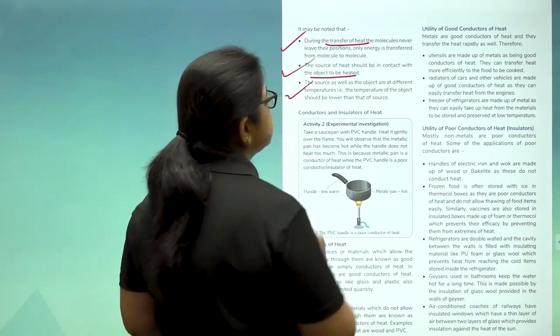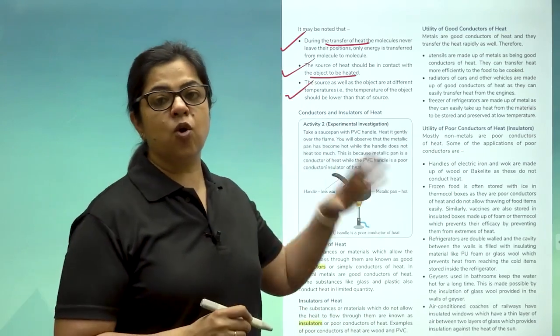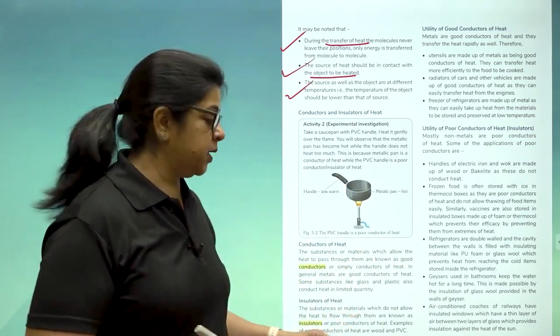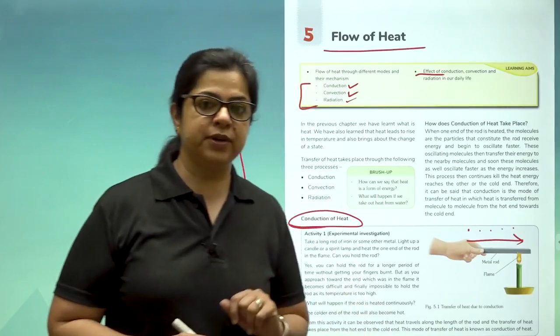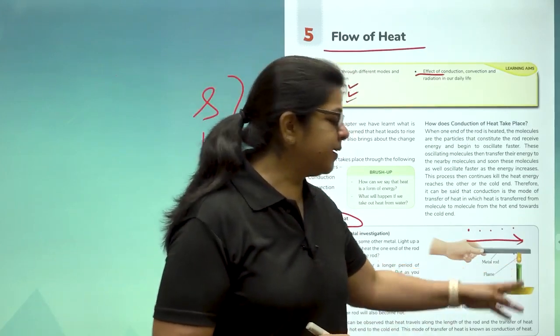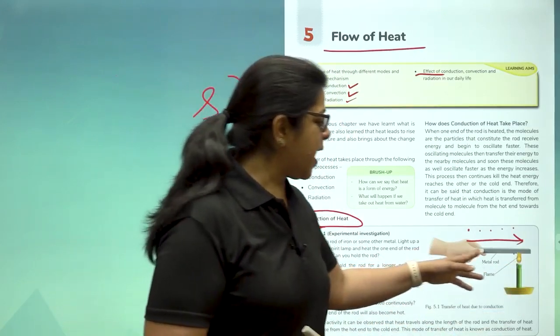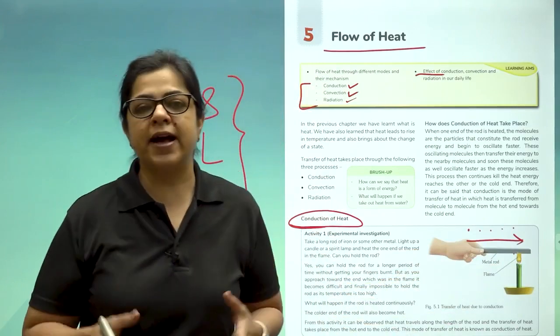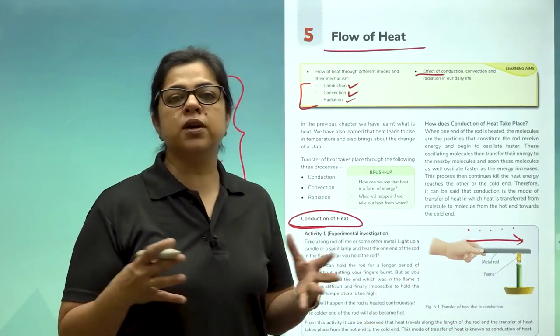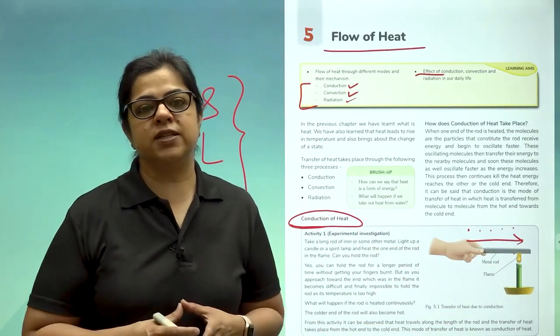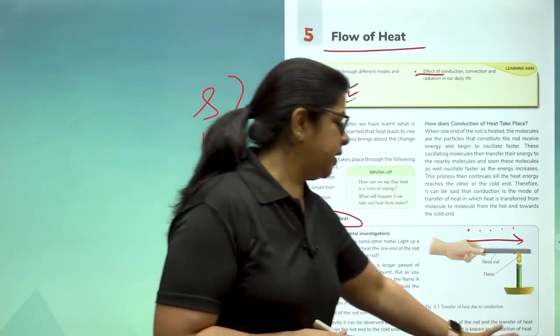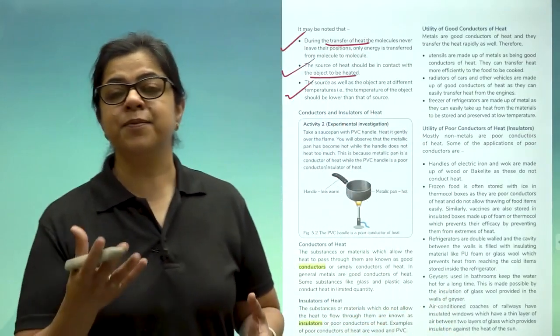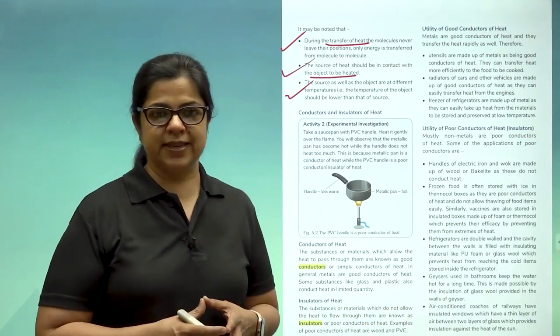Third, the source as well as the object that is to be heated have to be at a different temperature. That means the candle has to be hot and the iron strip has to be cold. If they both are going to be cold, no heat transfer is going to take place. Similarly, if they both are hot, then again no heat transfer will take place.